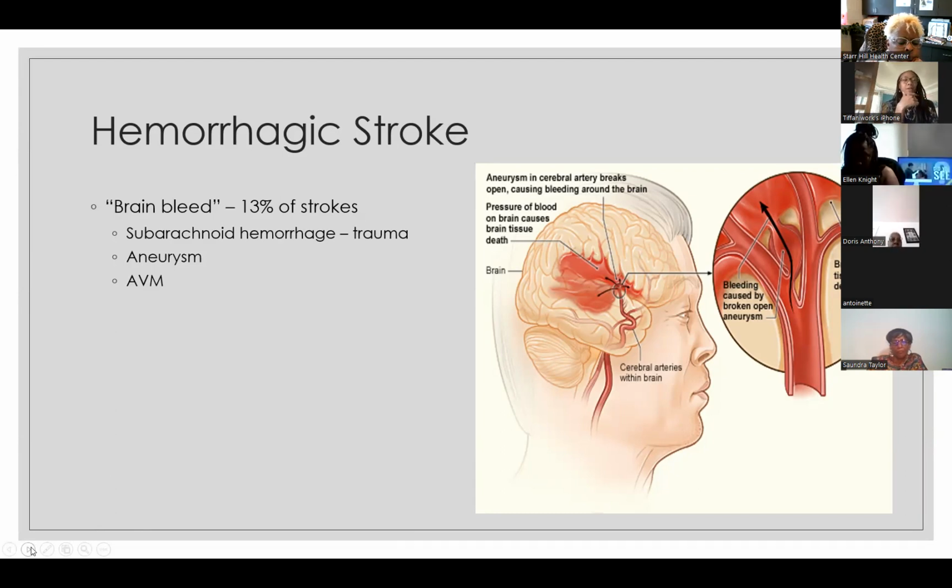An AVM, or an arterial venous malformation, is another cause of hemorrhagic stroke. You can be born with these. It's a collection of arteries and veins that are kind of jumbled up. They're not formed properly. And so because they're not formed properly, they're fragile. It's easy for them to break open. So that could be another reason that someone might have a brain bleed or a hemorrhagic stroke. Next slide.